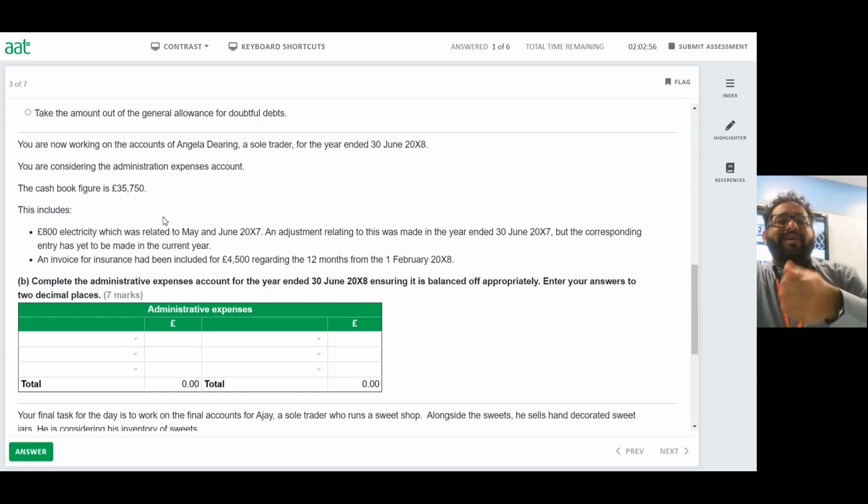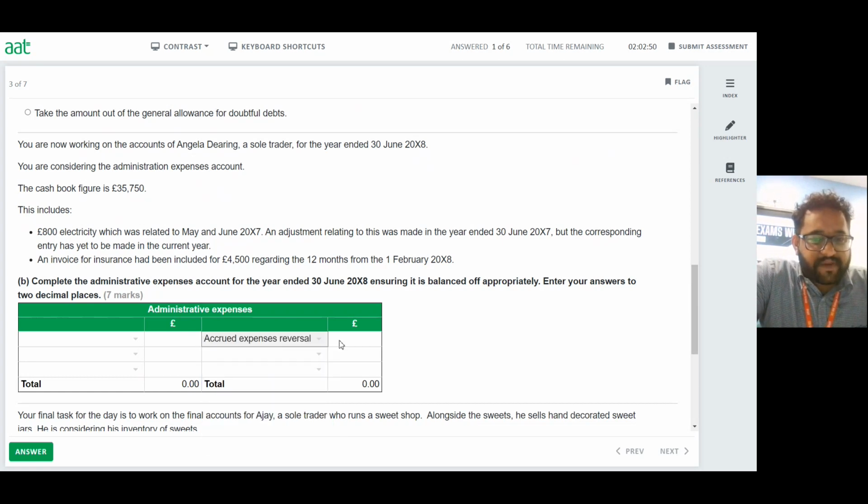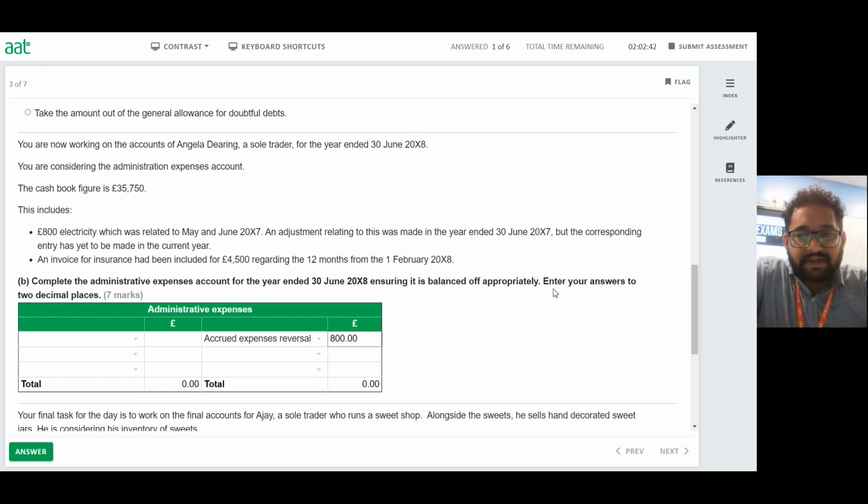So how are we going to do this? We'll debit the accrued expenses account and credit the administrative expenses account. So this accrued expense reversal will go here as £800. And then also please remember, your answers have to be in 2 decimal places. So even though it says 800 here, I will follow my instructions very clearly. Choose the decimal places wisely as well. If I don't use it, I will lose marks.